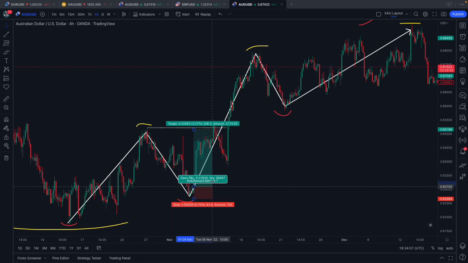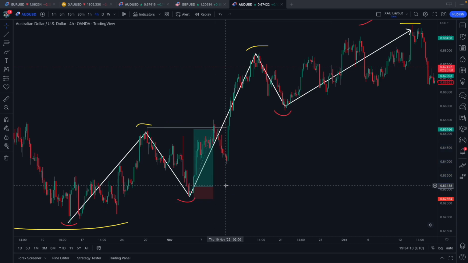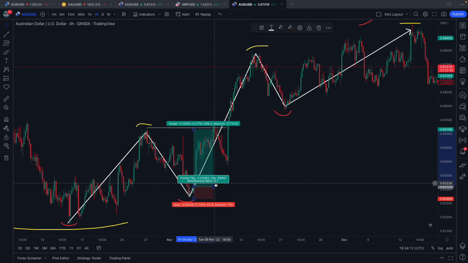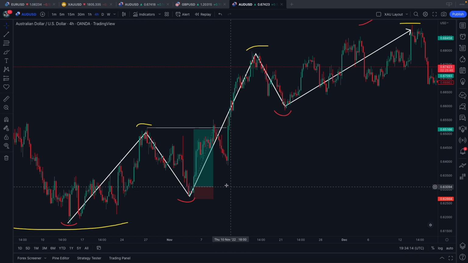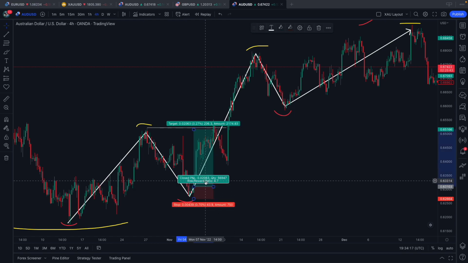As we can see here, we are offered a lovely risk to reward ratio of 1 to 4.7. So for every £10 that you are risking, you are looking at gaining back £47.